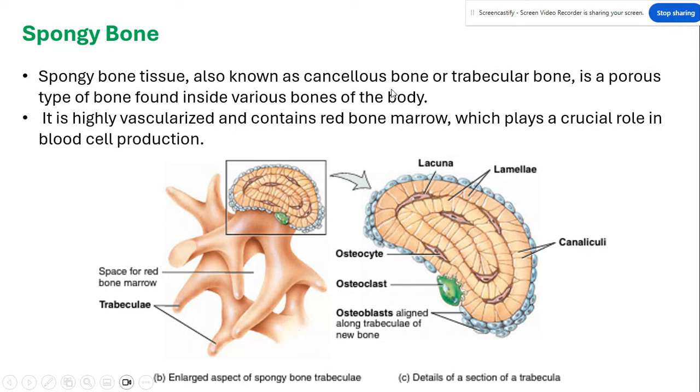Spongy bone tissue, also known as cancellous bone or trabecular bone, is a porous type of bone found inside various bones of the body. It is highly vascularized and contains red bone marrow, which plays a crucial role in blood cell production. This here is a space for red bone marrow. These projections are called trabeculae. This here is lacunae. This here is lamellae. This here is canaliculi. This here is osteocyte. This little thing here is osteoblast. Osteoblasts aligned along trabeculae of a new bone.